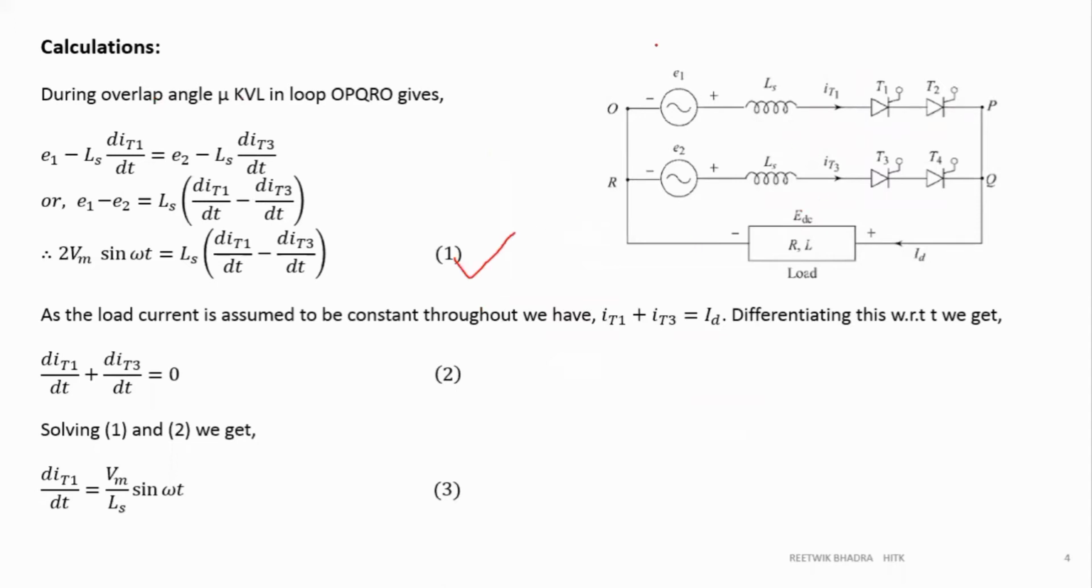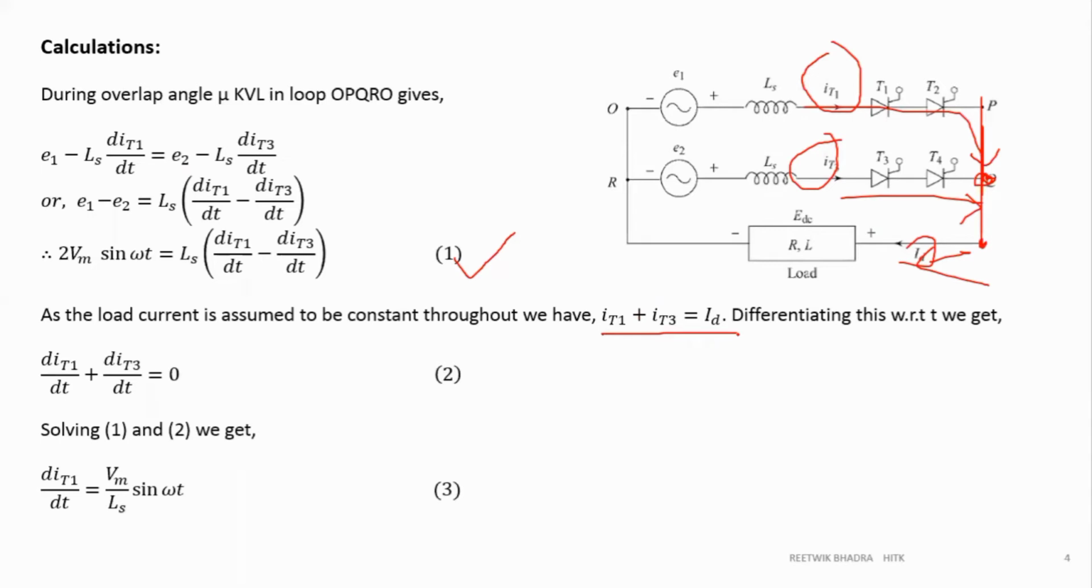Next, if I apply KCL in the circuit, there is one common node, because all these branches are parallel. You can consider this one as the common node, whichever you want. This is incoming, this is incoming, this is outgoing. So can I write ID is equal to IT3 plus IT1? Yes. That's why, after applying KCL, IT1 plus IT3 is equal to ID.